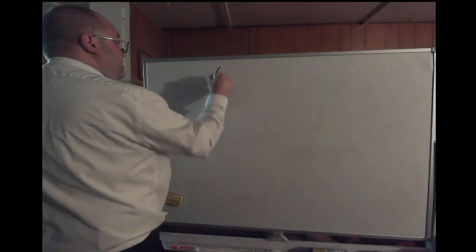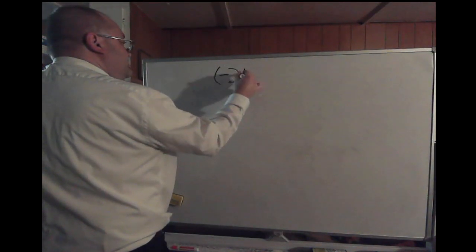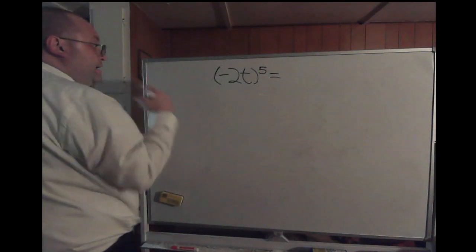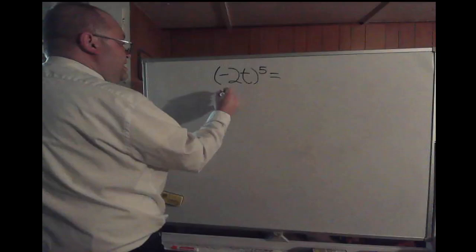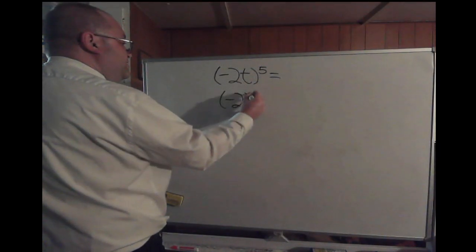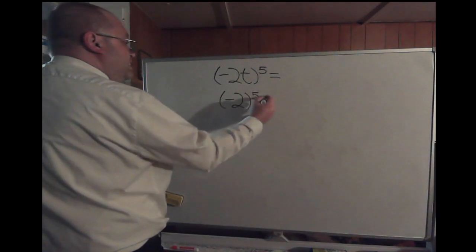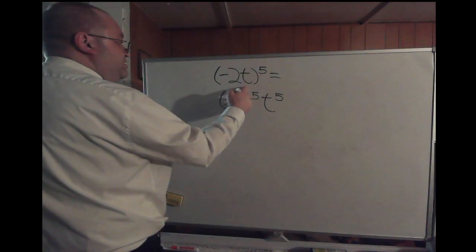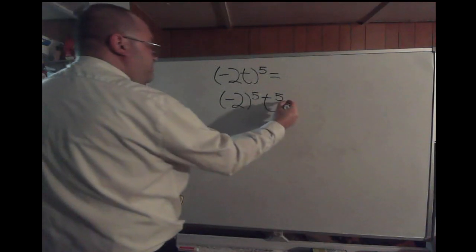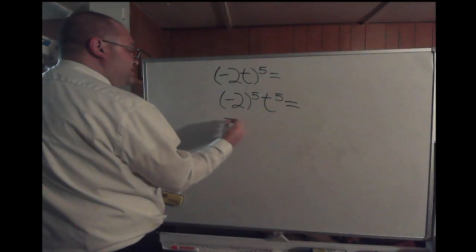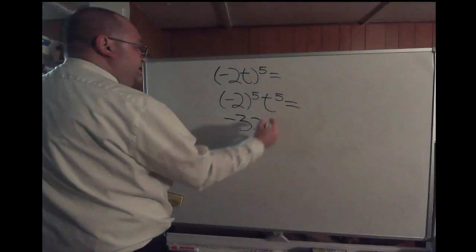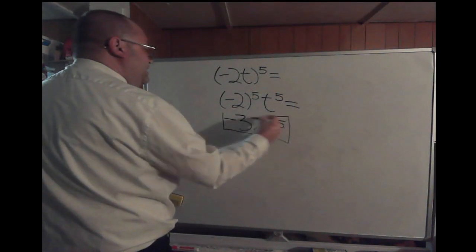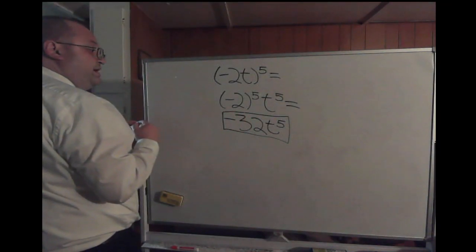Alright, let's see. We have negative 2t, that quantity, to the fifth. Well, again, you're going to take each term, the negative 2, you'll have negative 2 to the fifth times t to the fifth. Because you take each term inside the parentheses, raise those to the fifth power. Well, negative 2 to the fifth, that's going to be negative 32. Then you just have t to the fifth. So the answer you should get should be negative 32t to the fifth power.